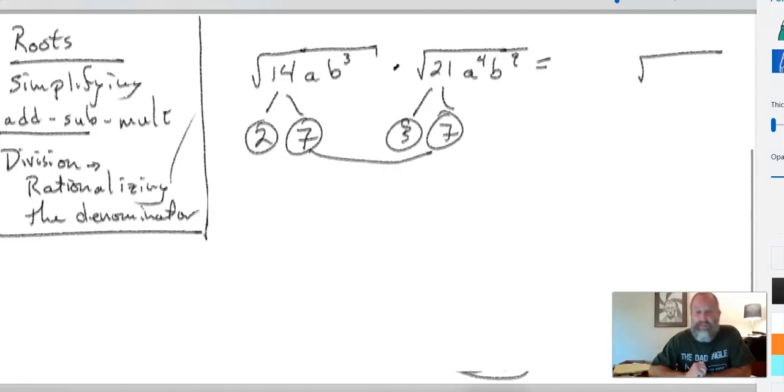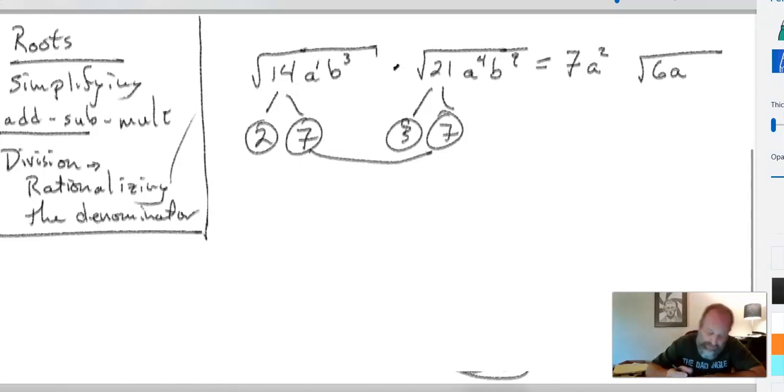So I have a pair of 7s I can start with. That means I have a 7 on the outside, and then 2 times 3 is 6 on the inside. So I've already taken care of the numbers. Now I need to turn my attention to the variables, and I'm going to do it one at a time. You notice here, I have 1 a, and I have 4 a's over here. So that means I have 5 a's altogether, and I can simplify from that. If I have 5 a's, I can get 2 pairs out with a single a left over. And that's just dealing with all 5 of those together at the same time.